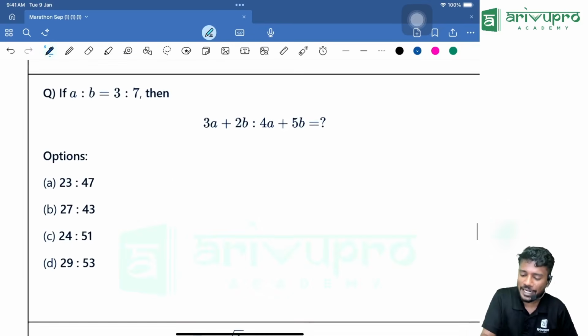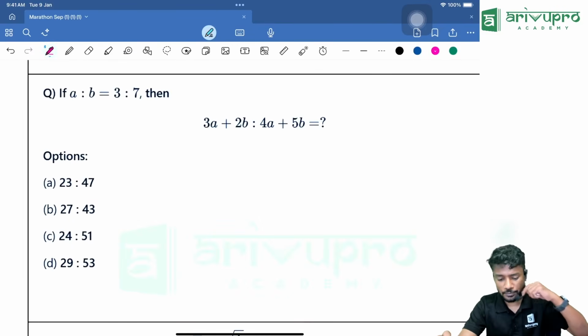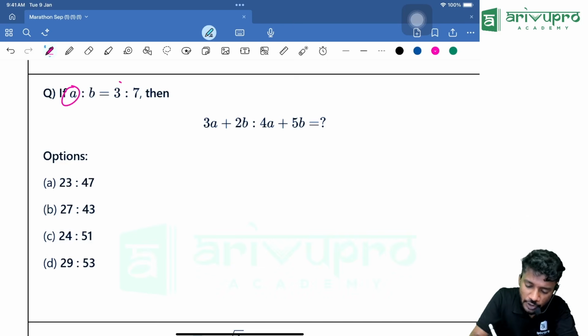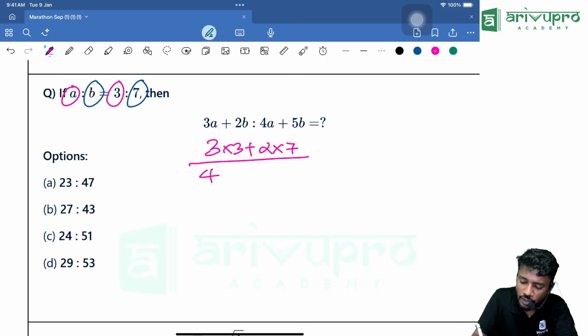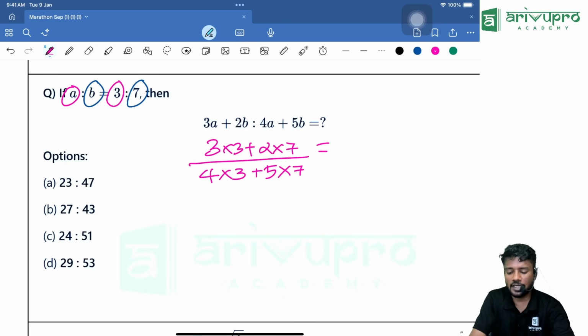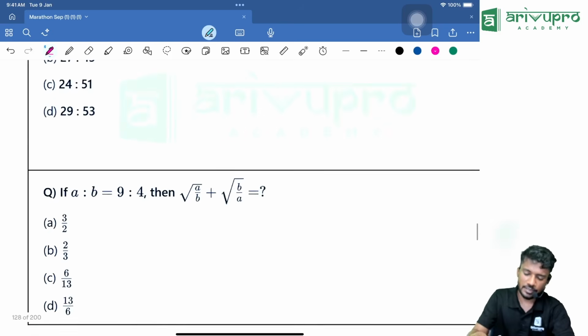Yes. Now, next one. Do it. Instead of A, what are you going to put? 3. Instead of B, what are you going to put? 7. Just substitute and get me the answer. 3 into 3 plus 2 into 7 divided by 4 into 3 plus 5 into 7. How much is it? 9 plus 14. That is 23 divided by 47. What is the answer? Option A is your answer.